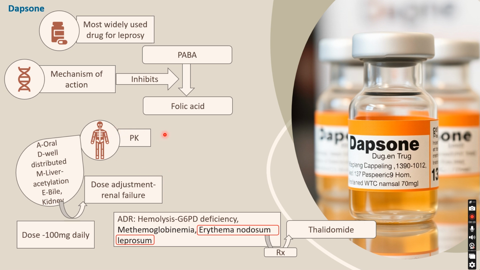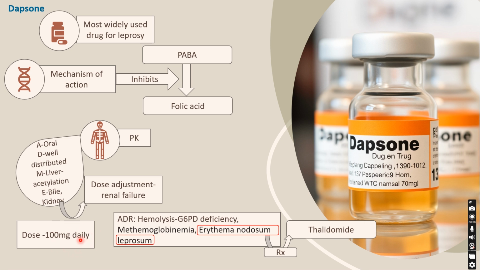Okay. When it comes to the pharmacokinetic parameters of dapsone, it is very well absorbed orally and very well distributed in all parts of the body. So the leprosy bacteria, which stays in any part of the body, will be inhibited effectively. It will be metabolized in the liver by the process of acetylation and eliminated in the kidneys and bile. As you can see, it is eliminated in the kidney, right?